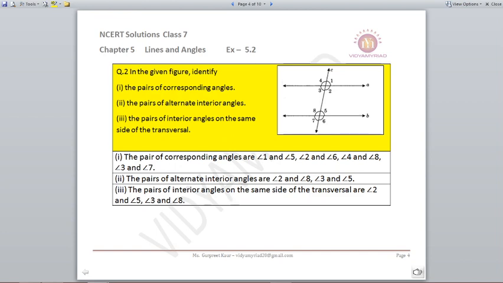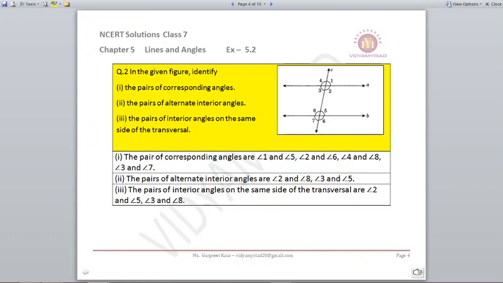Question number 2. Here we need to identify a pair of corresponding angles, alternate interior angles, and a pair of interior angles on the same side of the transversal. Just now I have discussed it. We will repeat it again. See, angle 1 and angle 5, angle 2 and angle 6, angle 4 and angle 8, and angle 3 and angle 7, they are all corresponding angles.